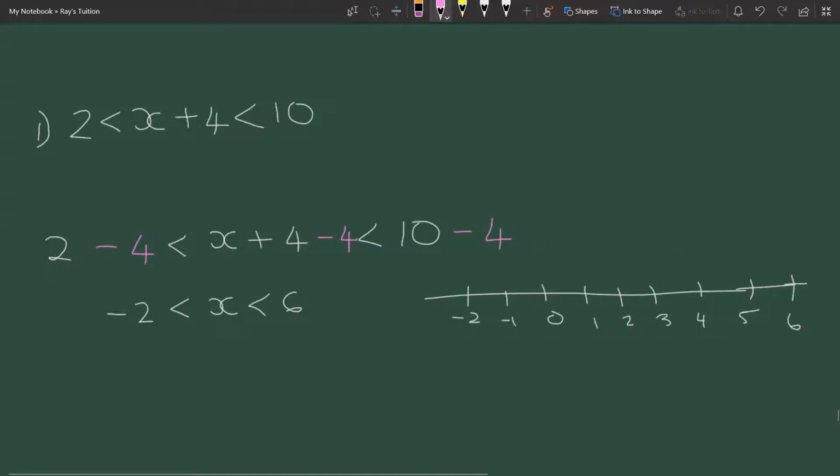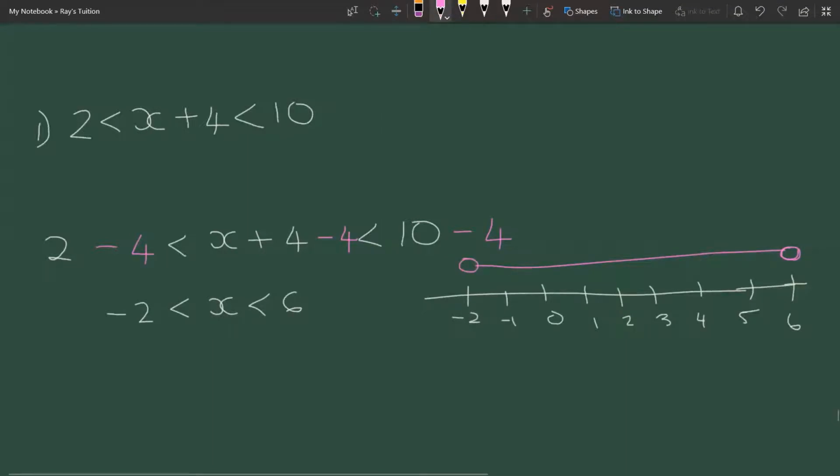For the first one, minus 2 is excluded, so we're going to put an open dot, and please revise the previous videos if you do not understand this notation. And then the 6 is also excluded, so it's an open dot, and then it's everything in between, so we then join it.